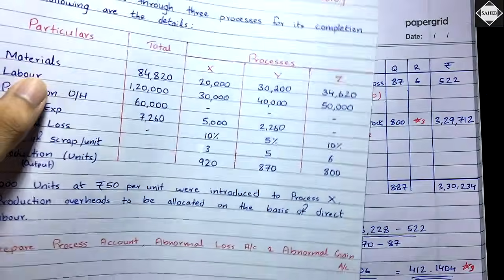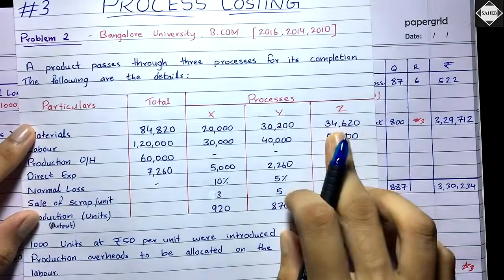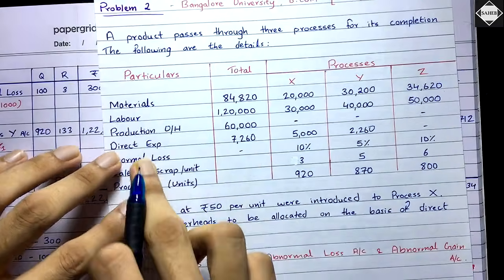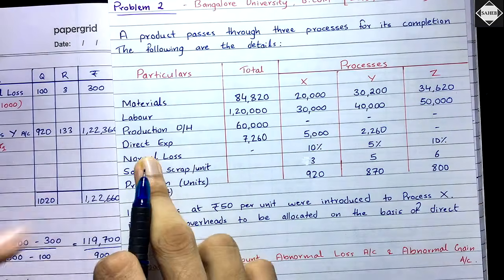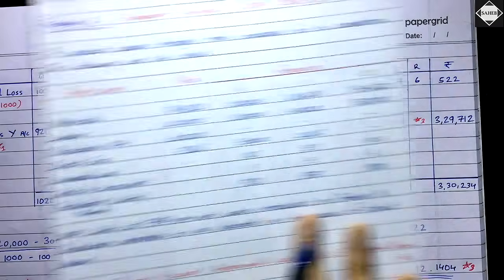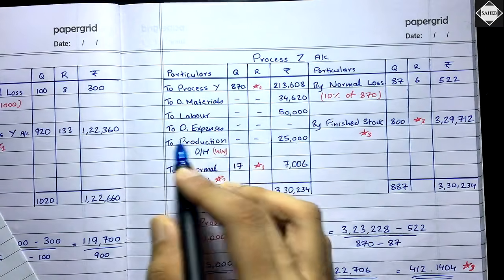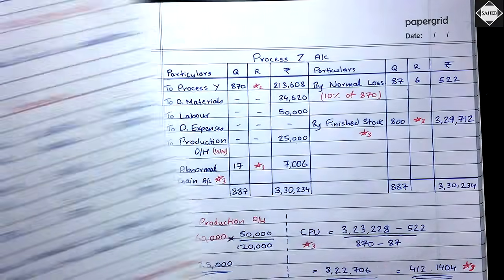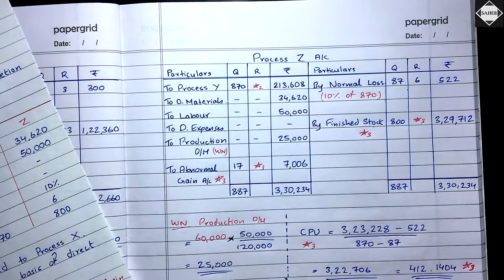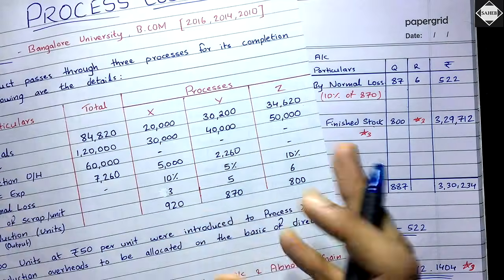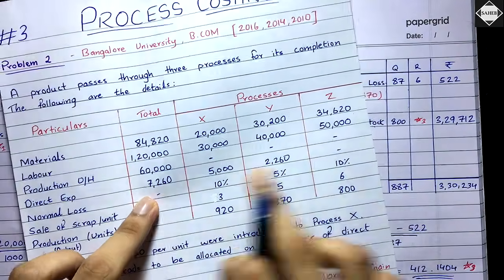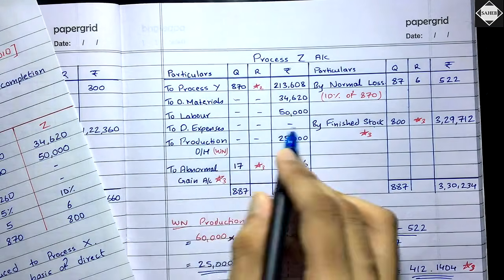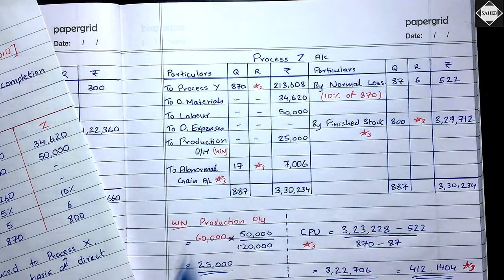Then you have materials of 34,620. Take that, to materials 34,620. Same thing, labor, 50,000. And then you have direct expenses. How much? No, you don't have direct expenses. I've taken it over here just to show you that it is not there, and it doesn't matter, sometimes it will not be there. So you don't have to worry, you don't need to take anything over here. I've just taken it to show you.